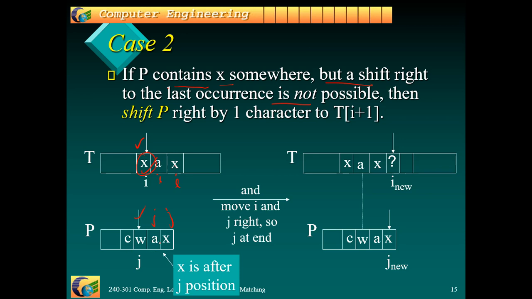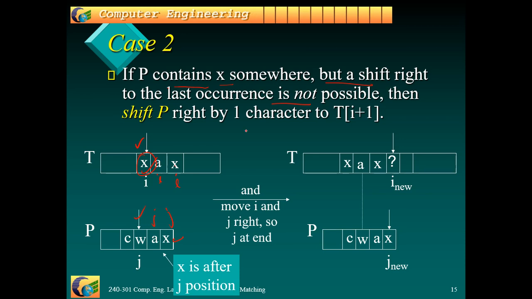So it is not possible to align this X by shifting right. We have to only do the right shifting. I can't go with the shift left. I have to do only the shift right. So it is not possible for me to align the occurrence of this mismatch character X here in P by shifting right. It is not possible here.